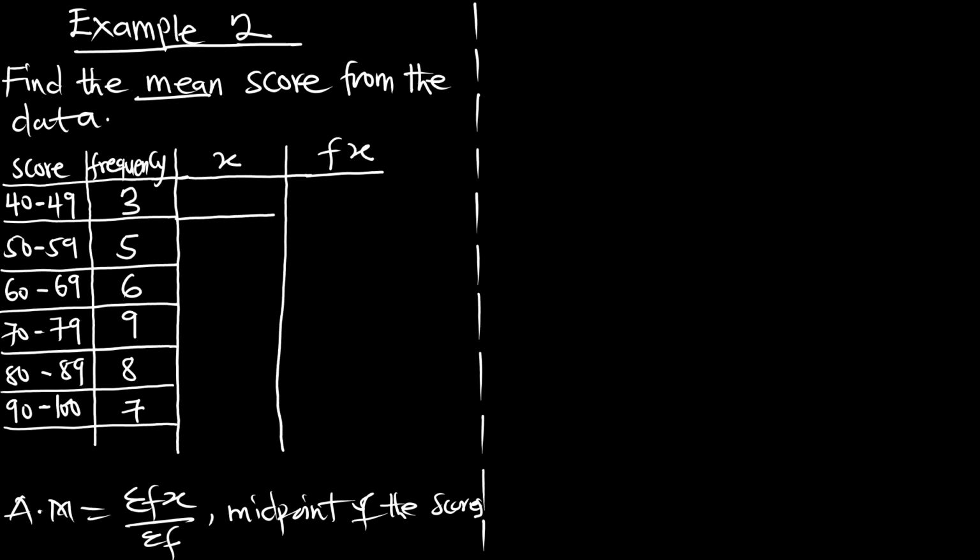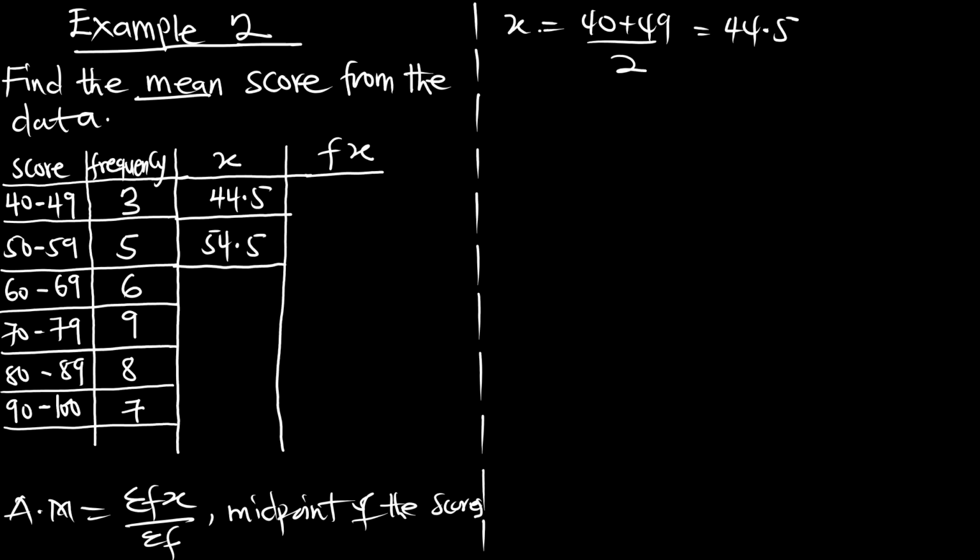Now my x, for the first one, is going to be 40 plus 49 on 2, and it is going to give me a midpoint of 44.5. The second one, 50 plus 59 on 2, is going to give me 54.5. The third one, 60 plus 69 on 2, will be 64.5.